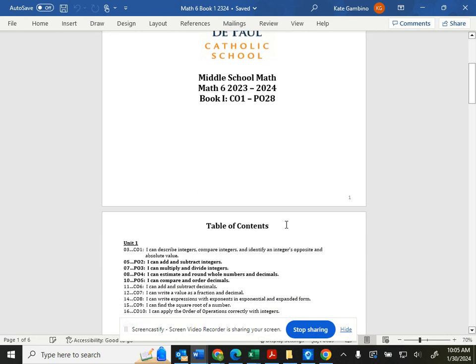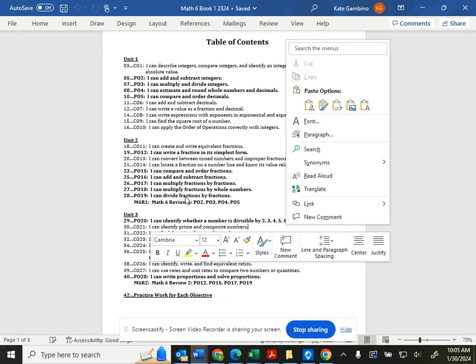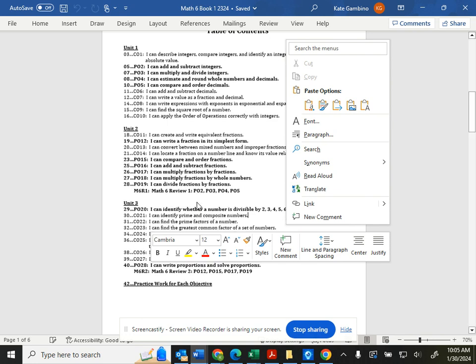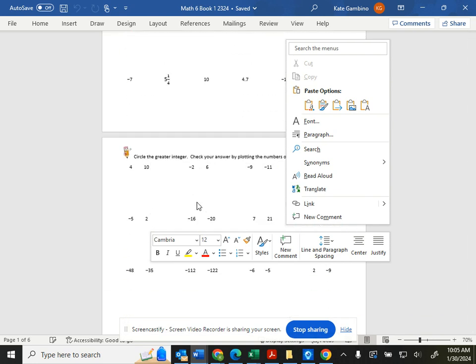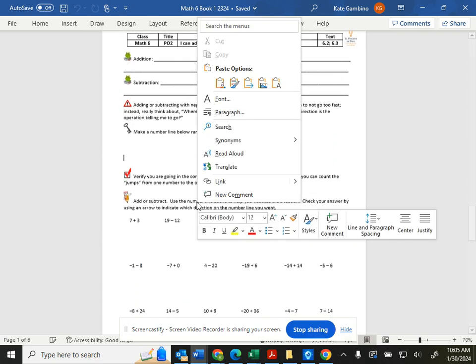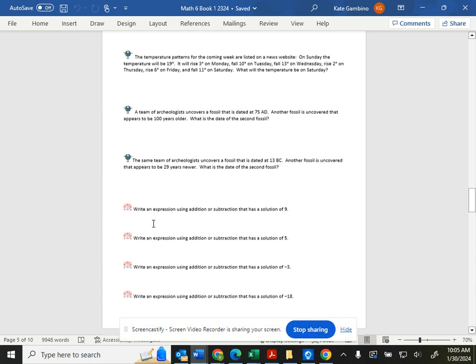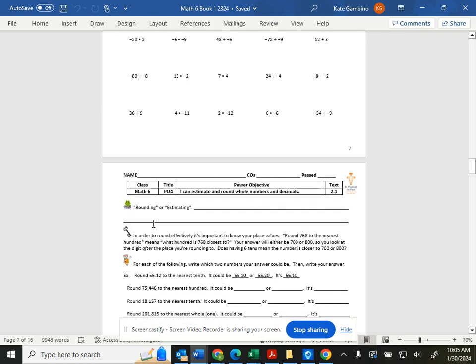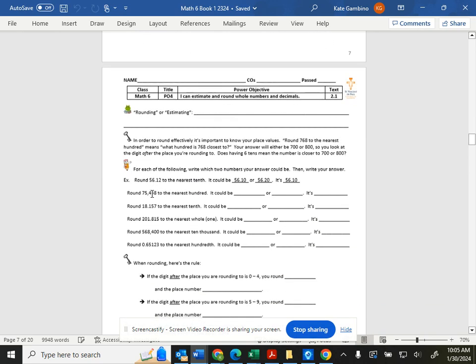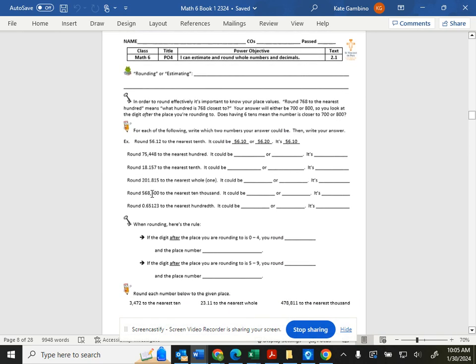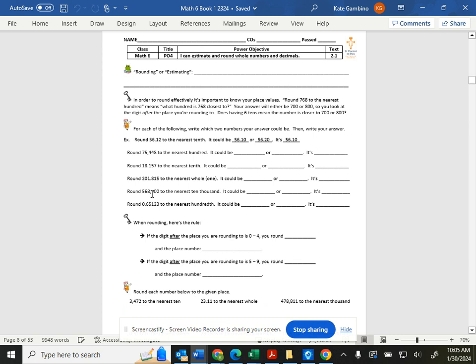All right, we're going to go this way now. So I'm going to do, what did I say it was? PO 4. We're going to work our way up to 28 since I'm going this direction now. So PO 4 is the first review question. Estimating and rounding whole numbers and decimals.